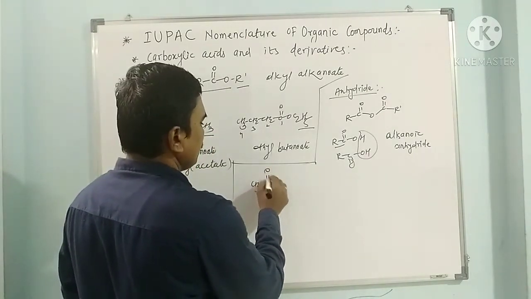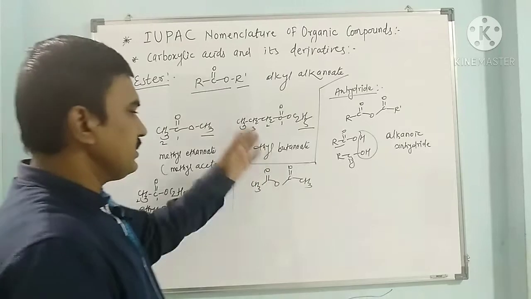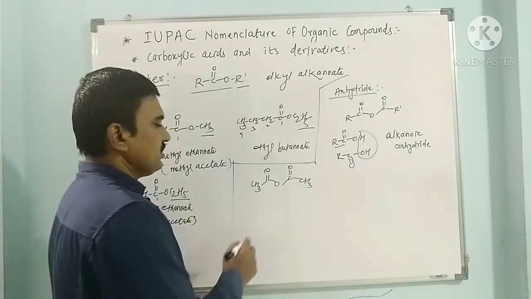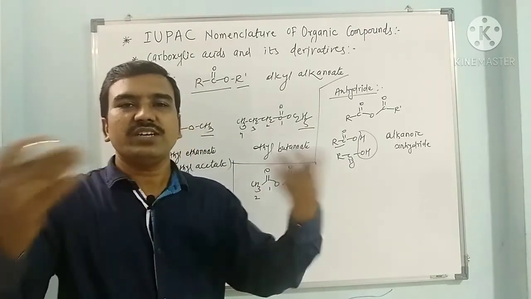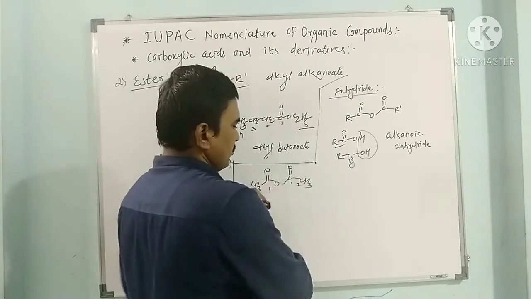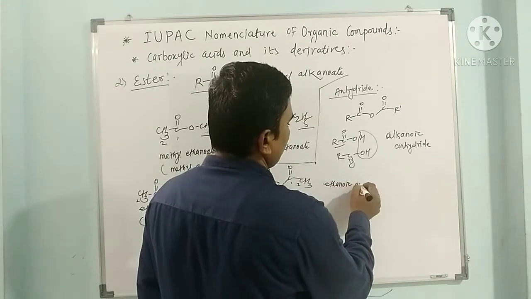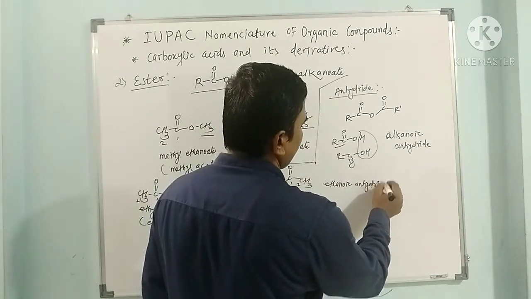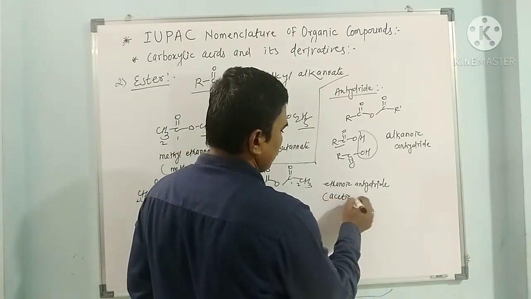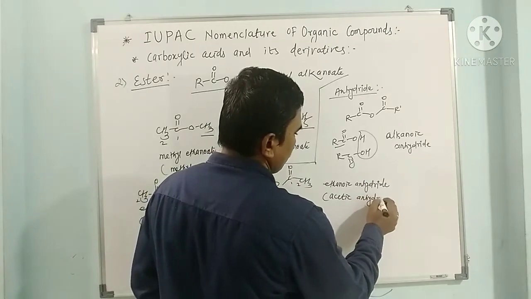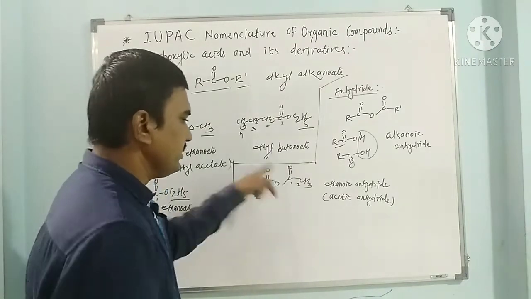CH3, CO, O, CO, CH3. If it is symmetrical, only count the carbons from one of the sides. So this is 1, this is 2. It is formed from ethanoic acid, so it is called ethanoic anhydride. Here it is also 2 carbons, so we only have to mention one. Ethanoic anhydride, or it is commonly called acetic anhydride. This is used for the acetylation of different compounds.